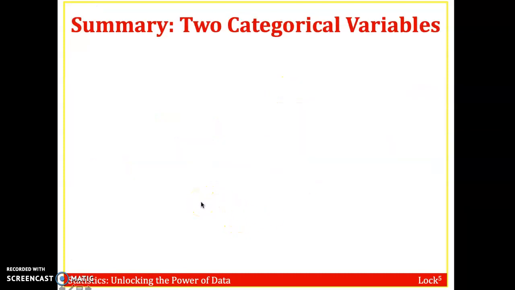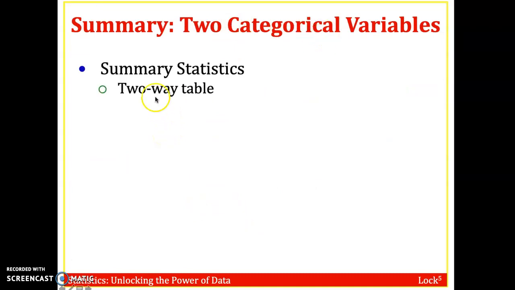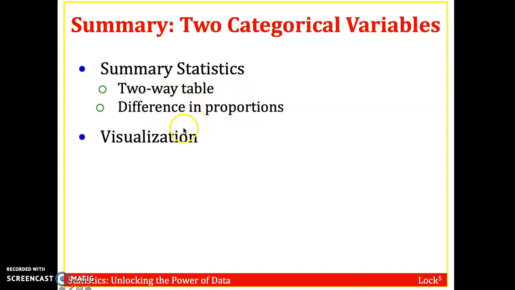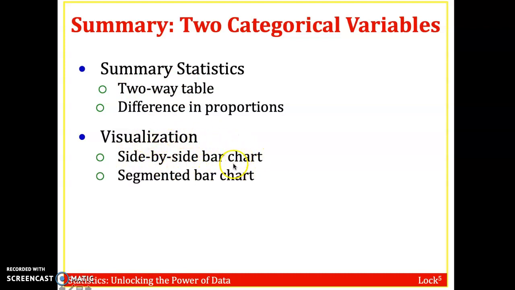All right, the quick summary for two categorical variables. For summary statistics, we're going to look at two-way tables, also difference in proportions. For visualization, I would include the two-way table as part of that visualization, but we're also looking at a side-by-side bar chart. I think this should be used more often, but occasionally you might see a segmented bar chart as well. Okay, that finishes chapter 2.1.